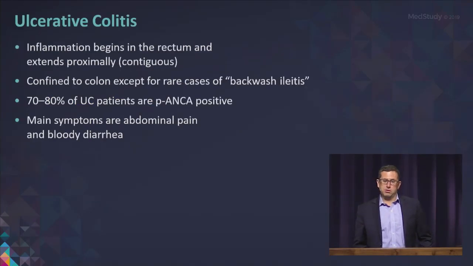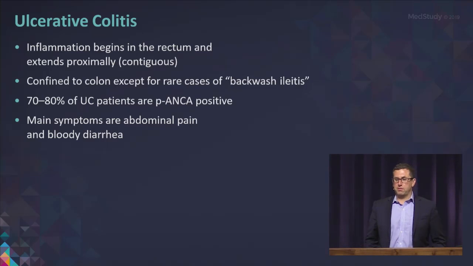Shifting gears now, talking about ulcerative colitis. So here we've already discussed this. Inflammation begins in the rectum and extends proximally in a contiguous fashion. Remember, Crohn's disease, there's skip areas. It's confined to the colon except for rare cases of backwash ileitis. Again, we discussed this. 70 to 80% of UC patients are P-ANCA positive, and the main symptoms are abdominal pain and bloody diarrhea.